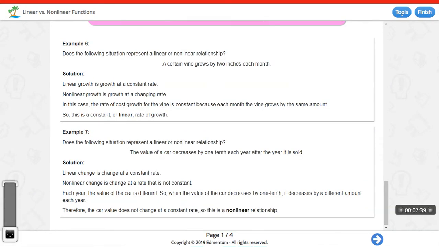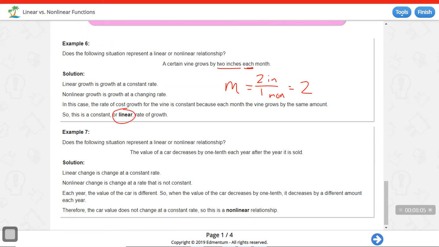Now we're taking a look at some word problem situations. Does the following situation represent a linear or nonlinear relationship? A certain vine grows by 2 inches each month. 2 inches each month is your key. That means my slope is 2 inches per 1 month. All right, in other words, a growth of 2. That is a constant rate of change. It's going to grow by 2 every single time. Since it's a constant rate of change, linear. All right, the next one.